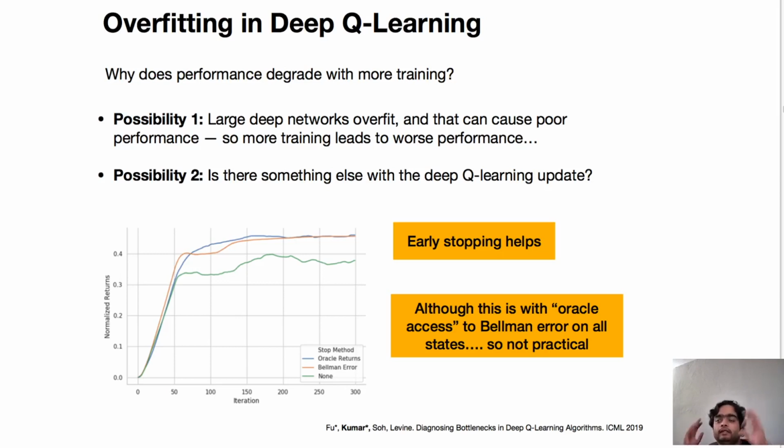So we assumed oracle access to all states, compared the Bellman error, and picked the solution which has the minimum Bellman error. In a sense, it's sort of like validation or cross-validation. In both cases, what we found, as you can see here, is that this can lead to about a 0.1 gain in normalized return. Both of these schemes are actually effective, which means early stopping is a contributor here, or a part of the problem is actually overfitting.